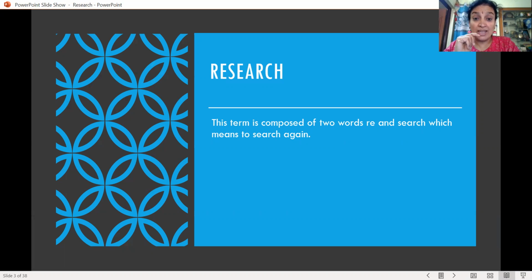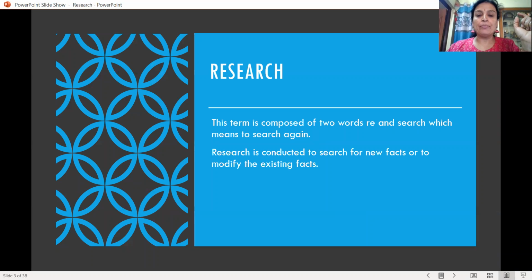As you know, the meaning of search is to find out. Re means repeatedly conducting the activity. That means you have to find out and you have to repeat the action of finding out. That is to search again. Research is conducted to search for new facts or to modify the existing facts.